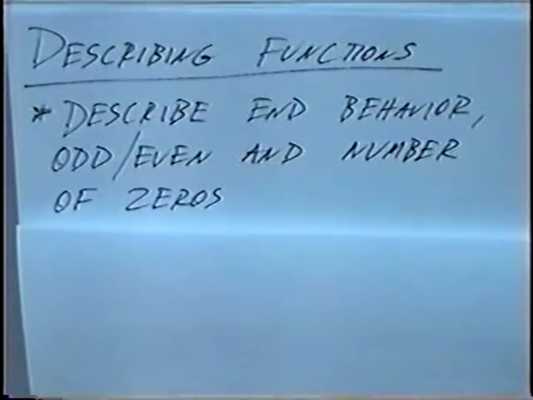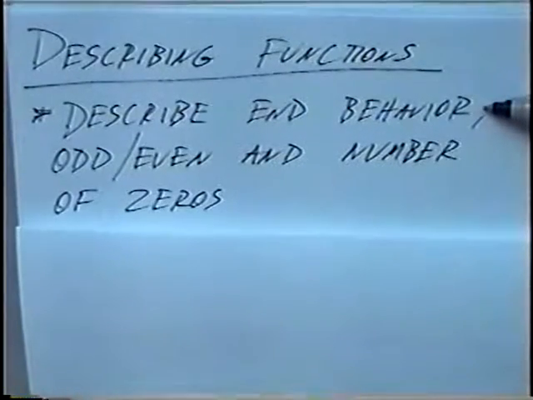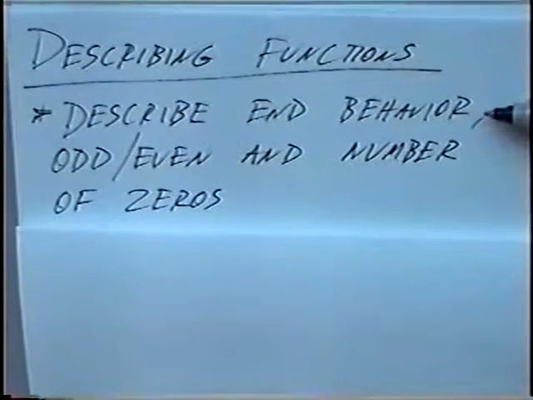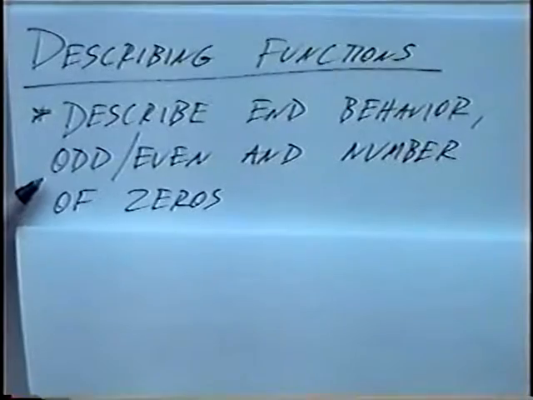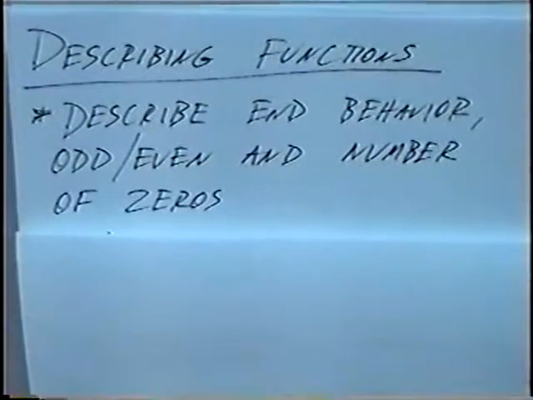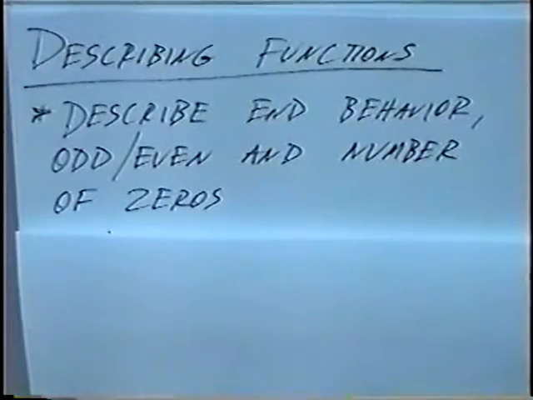Title of the last section is Describing Functions. The definition or way we'll describe function has 3 parts. We will first describe the end behavior. End behavior will be the left side and right side of the graph and which direction it points. We'll also describe odd or even based on how the graph looks. And the last part will describe or state the number of zeros that the graph has.